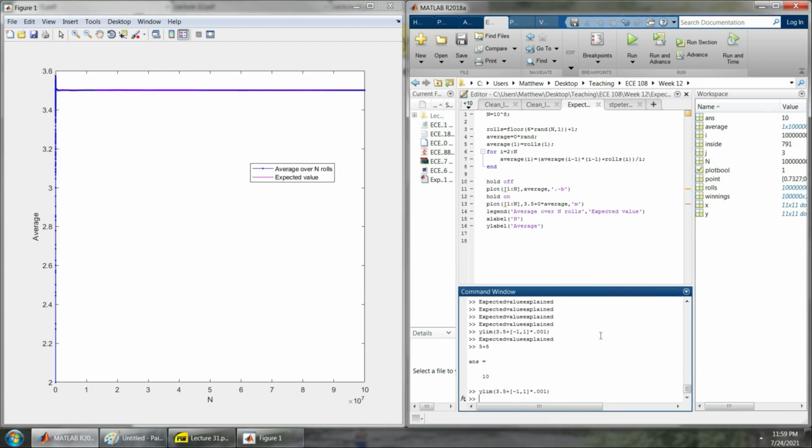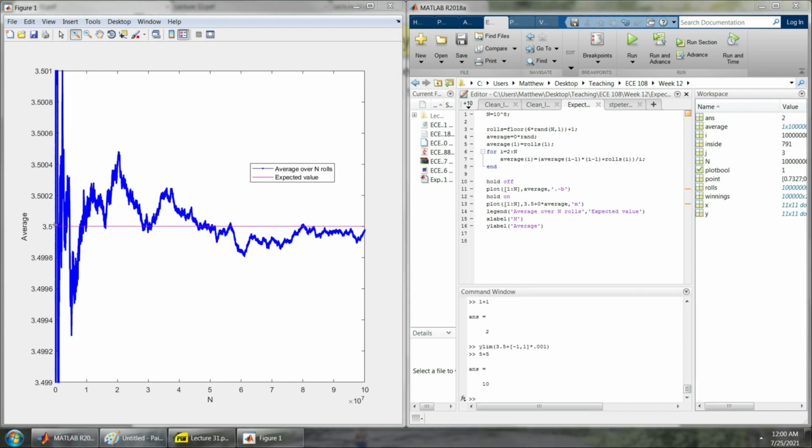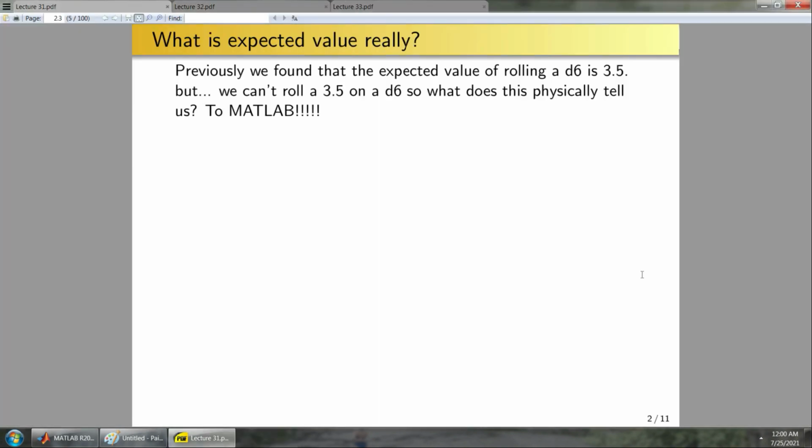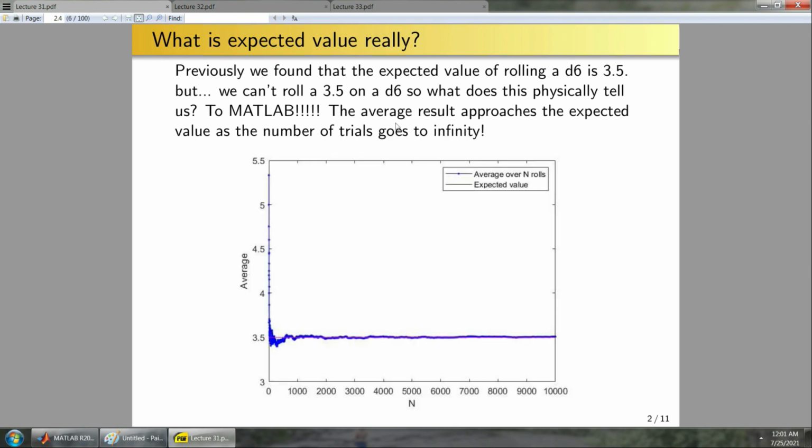So now if I do that same zoom in, let's see if it looks better. And there we go. So the same range that I had before, and you can see it is getting a little bit closer, but it'll just always dance around here and eventually will converge as I go off to infinity. So that's what the expected value is really telling me. So explicitly, the average result approaches the expected value as the number of trials goes to infinity.